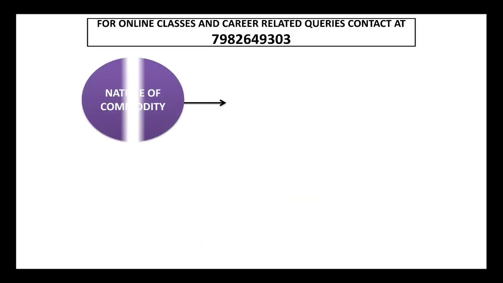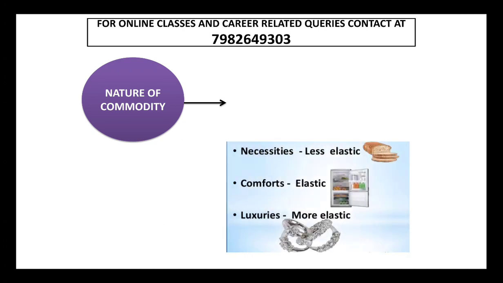The second is nature of commodity. Bread, butter, salt, all these are necessity items. And you can talk about flour also. There are a lot of things that we use in our day-to-day life which we have to consume no matter what the price is. So for necessities, even if the price increases, we are still going to purchase them, right? So in that case, the demand does not increase or decrease to a greater extent. So if there are necessities, the demand will be less elastic.